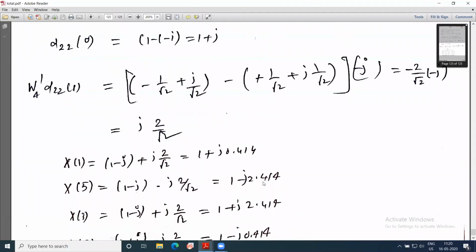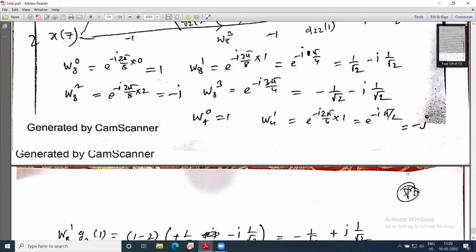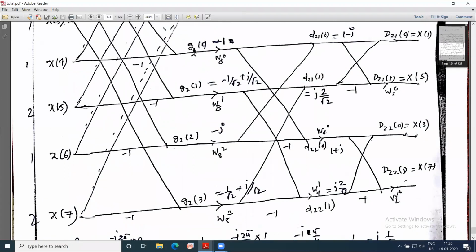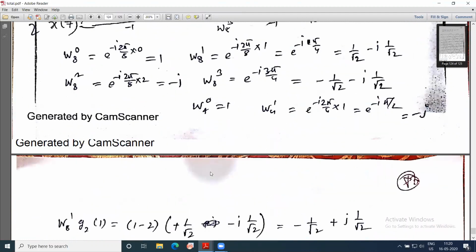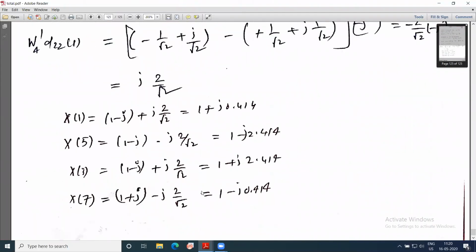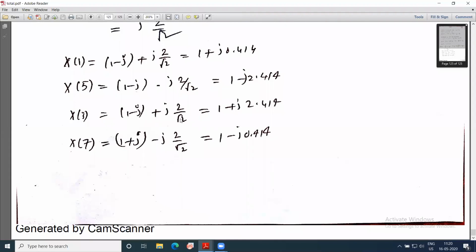Similarly, x3: this will be 1 plus j here, and j times 2 by root 2 here. So this will be 1 plus j times 2 by root 2, so 1 plus j 2.414.